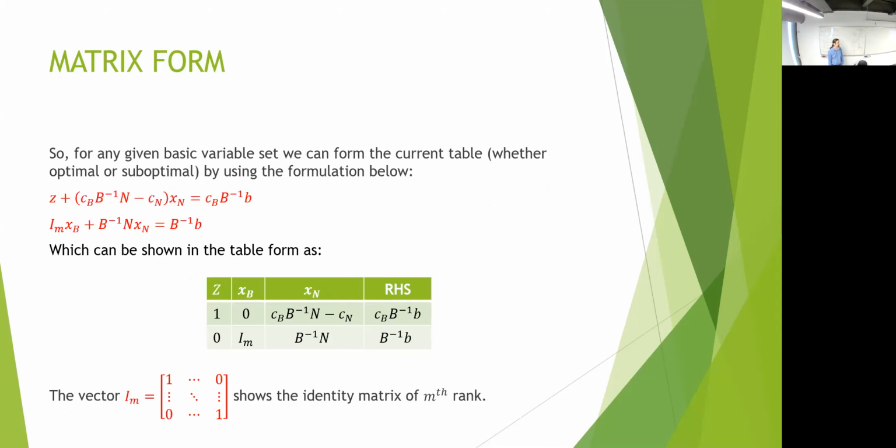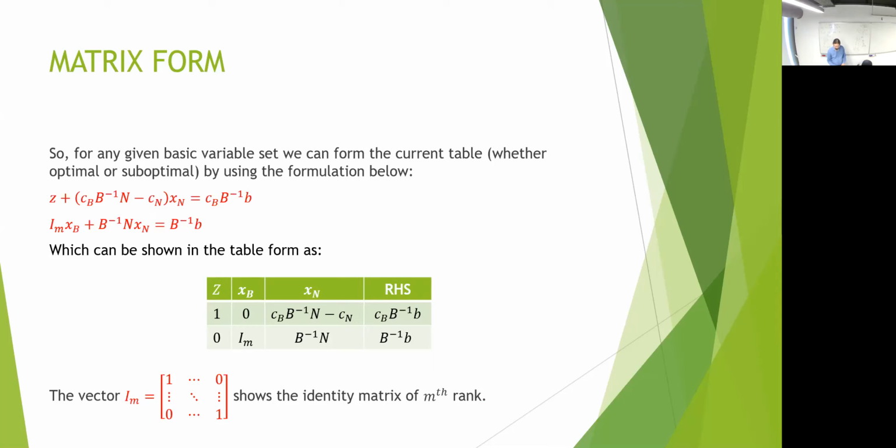Now, from here, we can just take these and make them into a simpler form to be able to show them, as you can see in the table form over here. The z value is always 1 for the objective function, of course, and always 0 for the coefficients, constraints. And xp is always 0 for the objective function and always identity matrix for the constraints. And xn, which is the important part, the non-basic variables, have this cb times b inverse times n minus cn value for the coefficients in the objective function, and b minus b inverse times n for the constraints. And right-hand side values, as we have seen over here, they are the same.